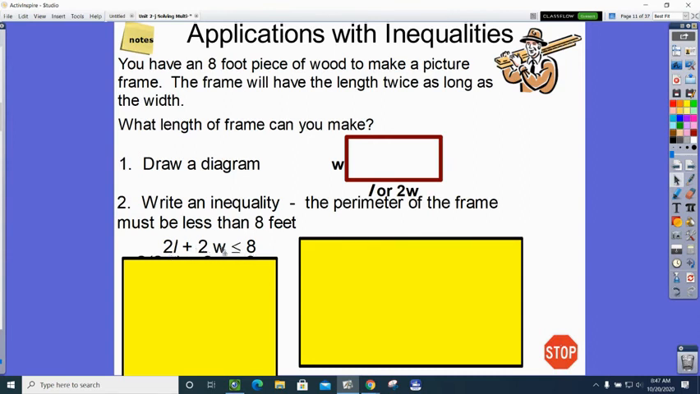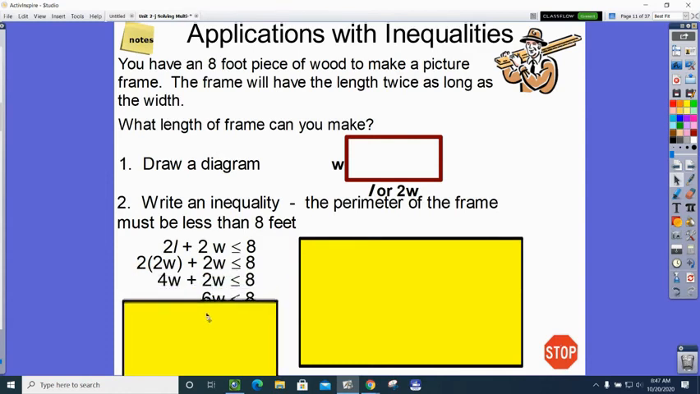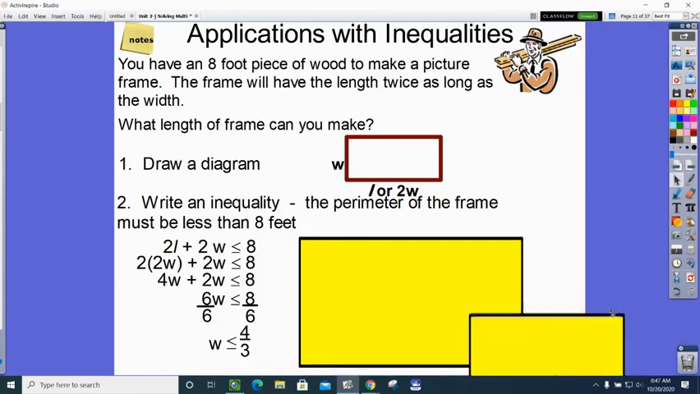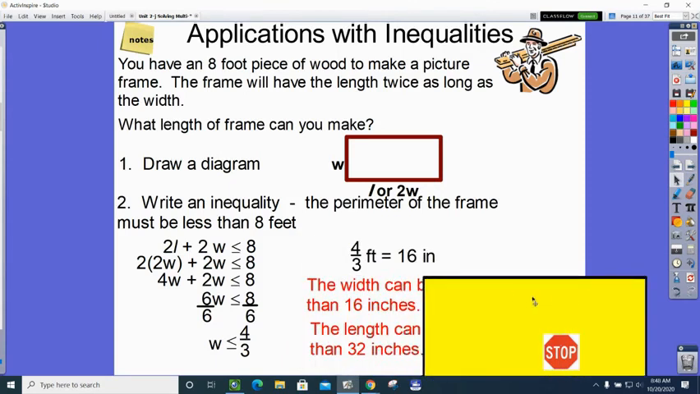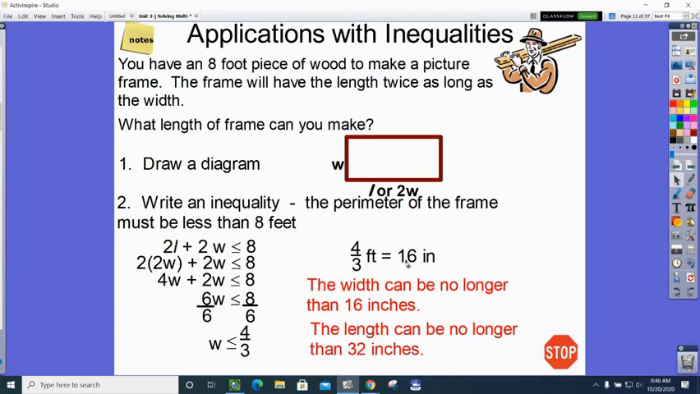Now I'm going to take out the L and put in the 2W. So 2 lengths plus 2 widths has to be less than or equal to 8, which would give me a total of 6 widths being less than or equal to 8. Divide both sides by 6, and the width has to be less than or equal to 4/3. 4/3 is like 16 inches long. If you multiply by 12, 4 times 12 is 48, divided by 3 is 16 inches. So the width would be 16 inches, and the length would be 32 inches.